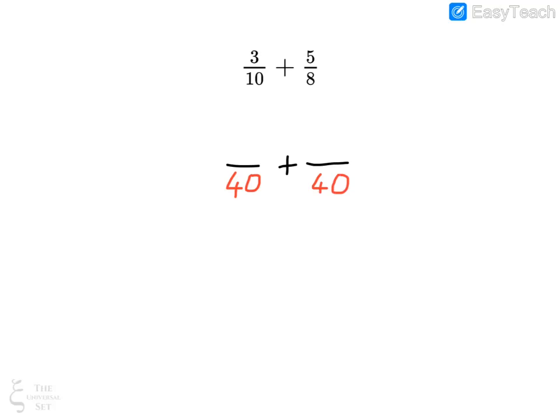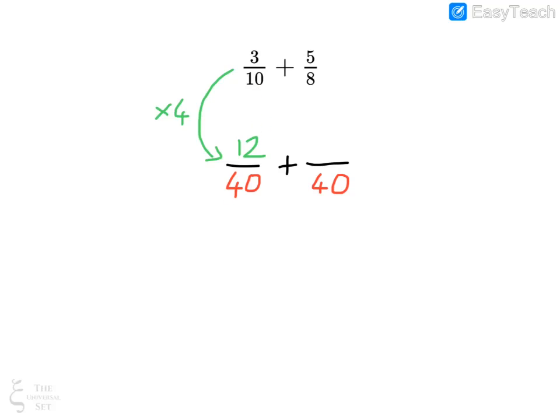So what have I had to multiply by on this left-hand side to change that 10 into a 40? Well, obviously I had to multiply by 4. So we're going to do the same on the top. 10 times 4 is 40, 3 times 4 is 12. So 3/10 is the same as 12/40.